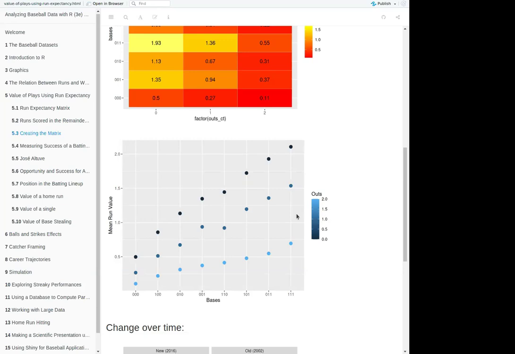And I thought this was really interesting to see this trajectory of how across the different combinations of bases, our mean run value increases as we get more people on bases and further towards actually getting a run with people on those latter bases, those second, third bases.